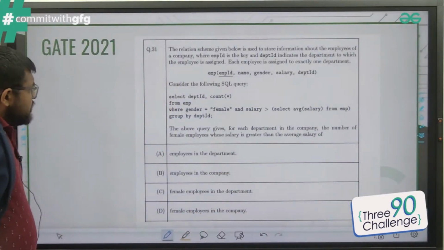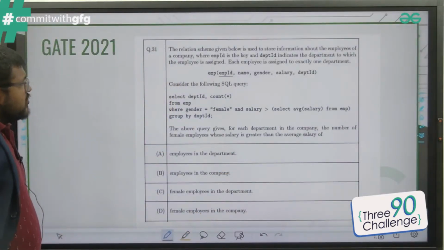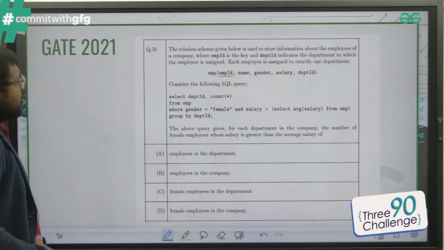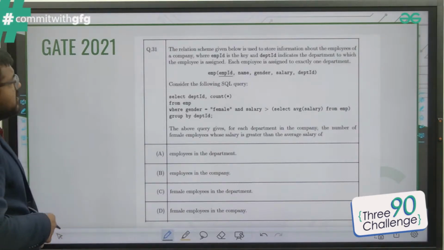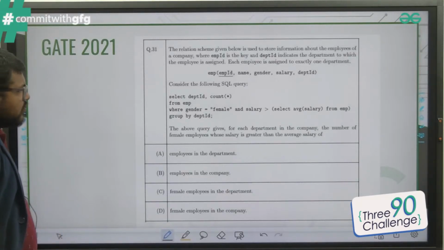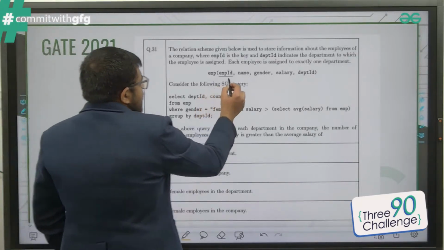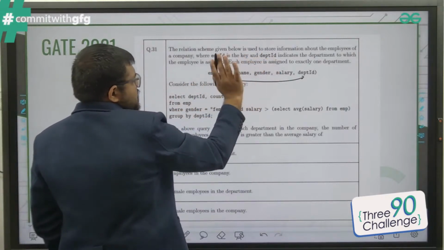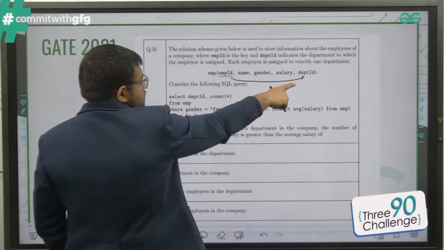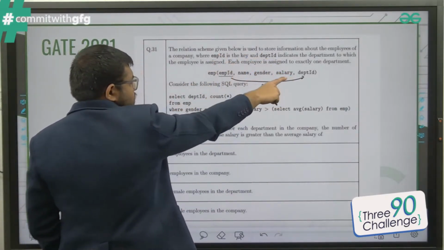GATE 2021, it says the relation scheme given below is used to store information about employees of a company, where employee ID is the key and department ID indicates the department to which the employee is assigned. Okay, so this is the key and this is the department to which that employee is assigned. Each employee is assigned to exactly one department. Okay, so for one employee ID, there would be only one tuple.